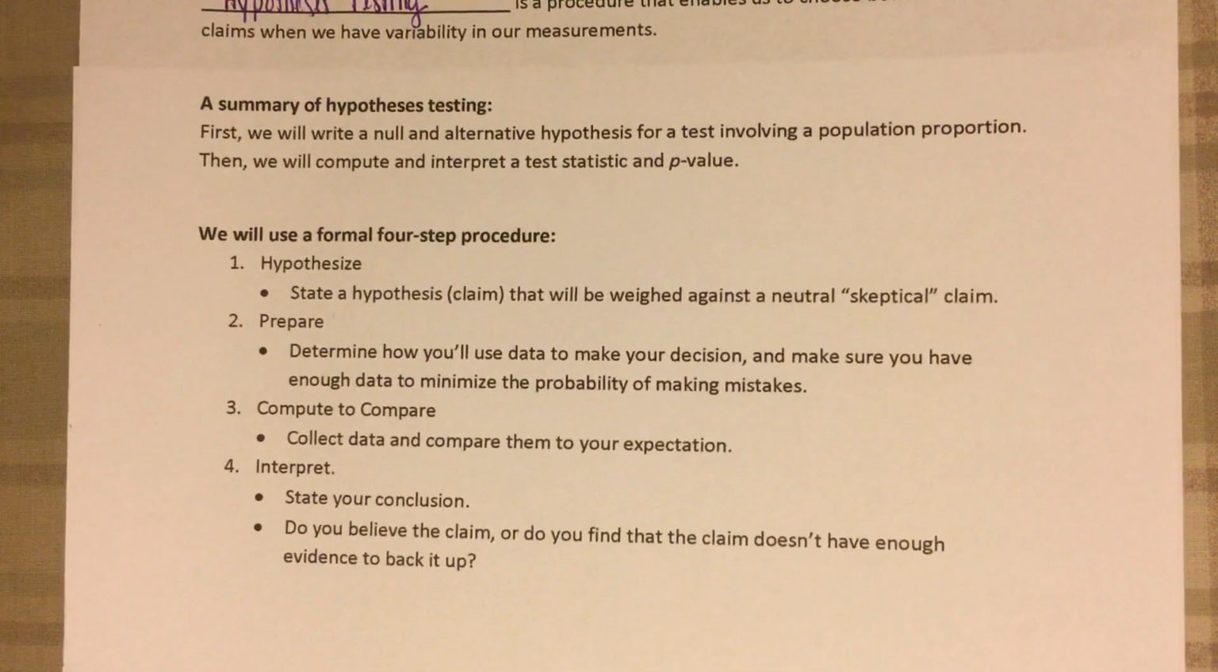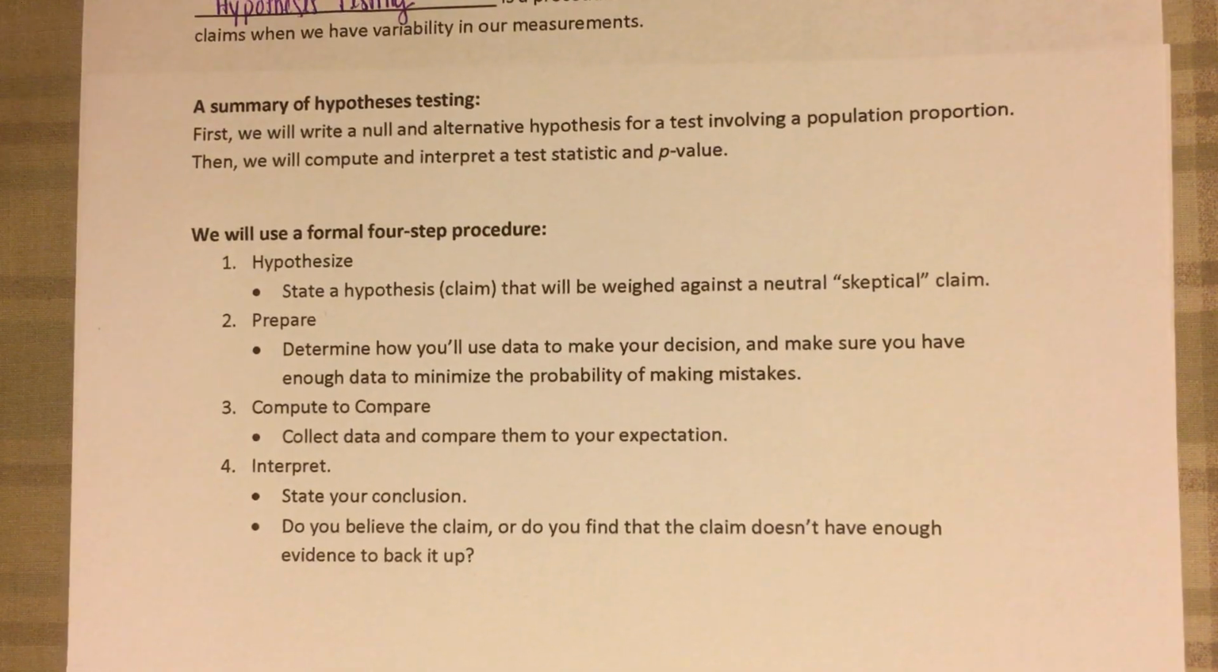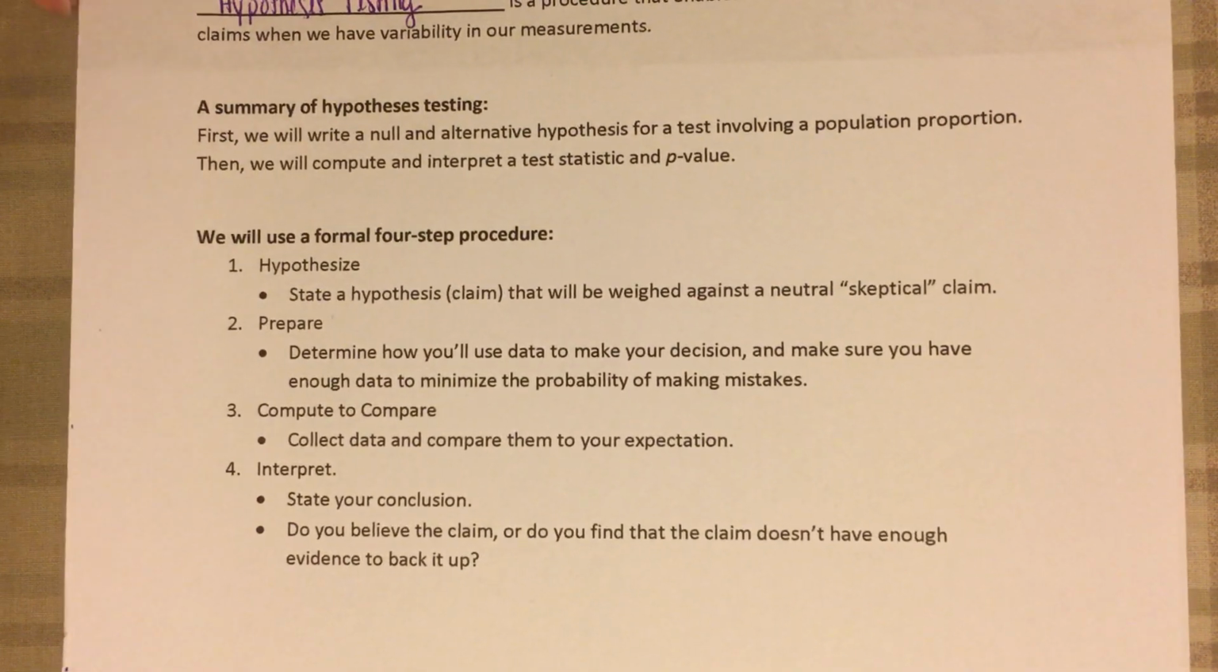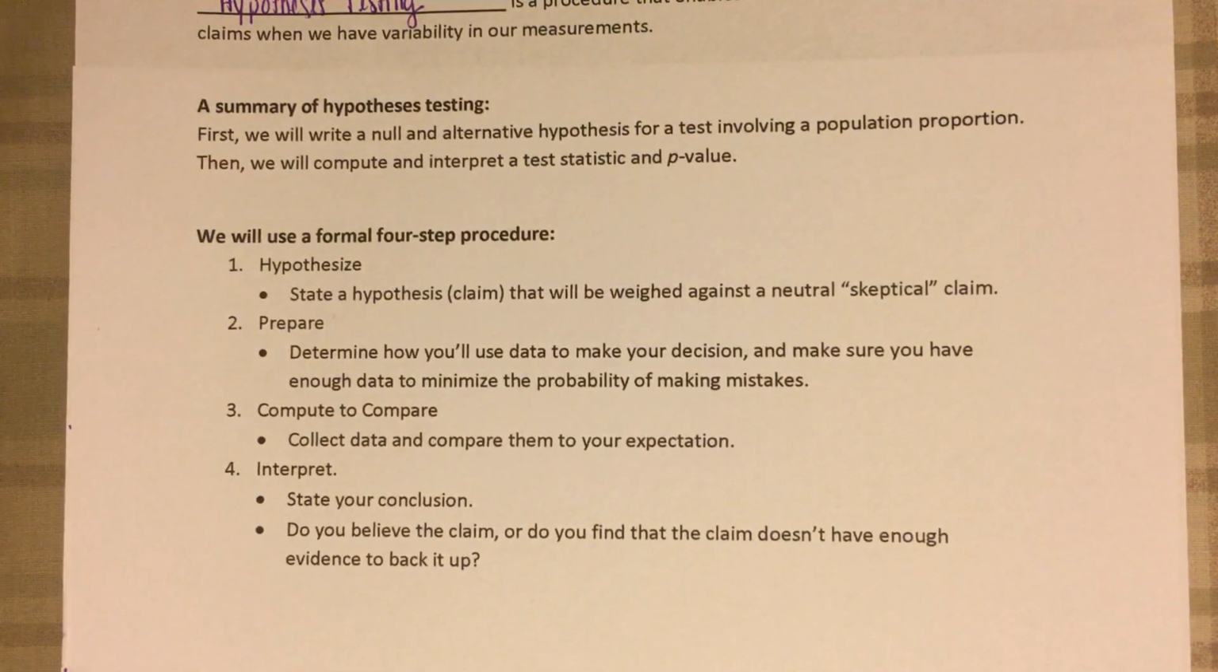So we do have a formal 4-step procedure for these types of tests. Our first step is going to be to hypothesize. When we're working through this first step, we're going to start by stating a hypothesis or claim that will be weighed against a neutral skeptical claim. As we're writing these different pairs of hypotheses, we're going to use our equal to symbol, our less than or equal to, greater than or equal to, and not equal to symbols, similar to some other stuff that we did in previous chapters.